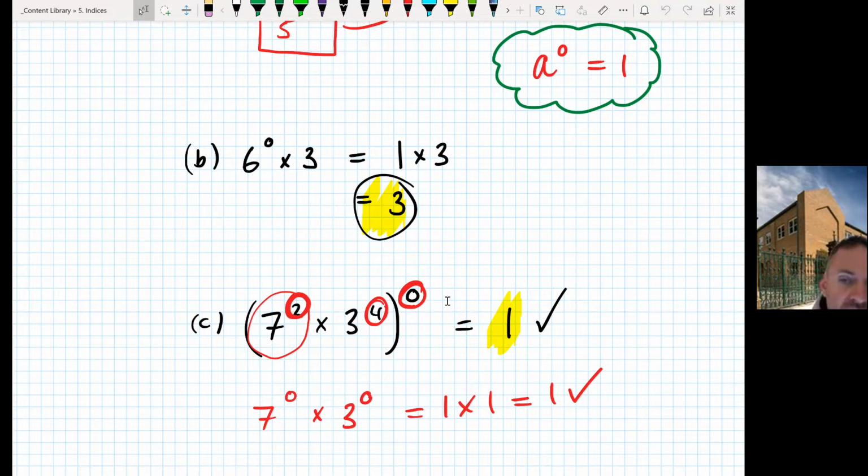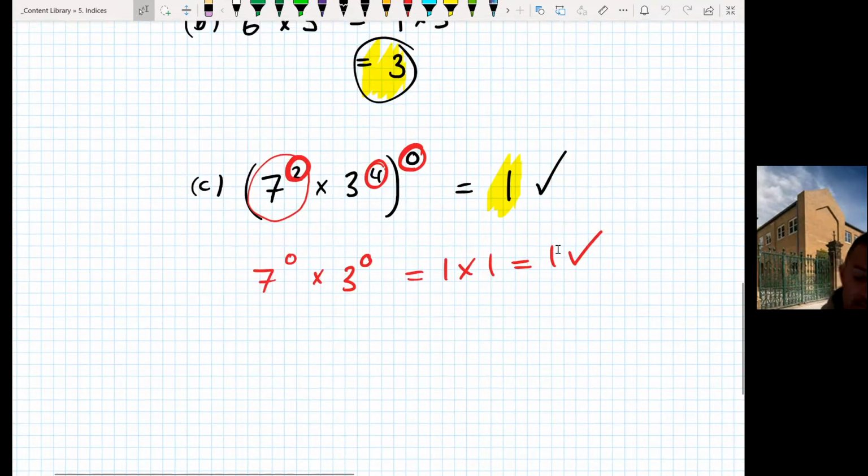And that kind of shows that it still holds true. So with these questions, you have to ensure you know: is it just the base to the power of 0, or is the whole thing to the power of 0? That's where some people will make errors, because we don't realize what the power is actually working on. Okay, gents, that is the end of the lesson.